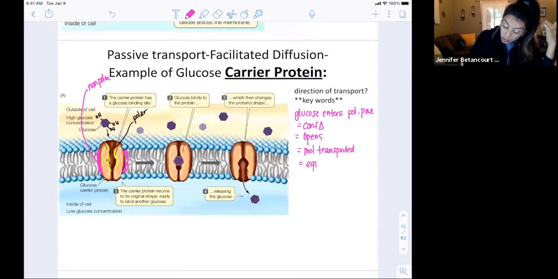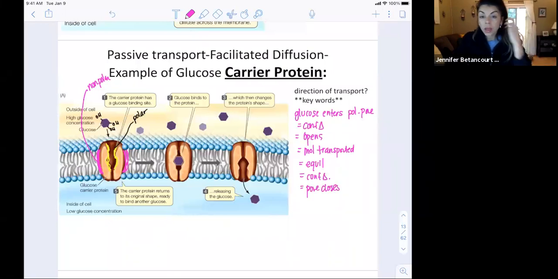Okay, so equilibrium. You can see here as the molecule exits the pore, the top part closes. So as the cell reaches equilibrium, another conformational change occurs such that the pore closes. And then if the concentration gets too high again, the whole process repeats.